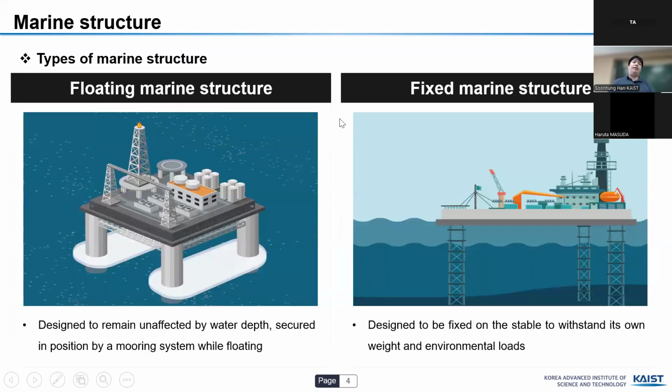There are two types of marine structures, floating marine structures and fixed marine structures. A floating marine structure is designed to remain unaffected by water depths and is secured in position by a mooring system while floating. A fixed marine structure is designed to be fixed on stable ground to withstand vessel weight and environmental loads.